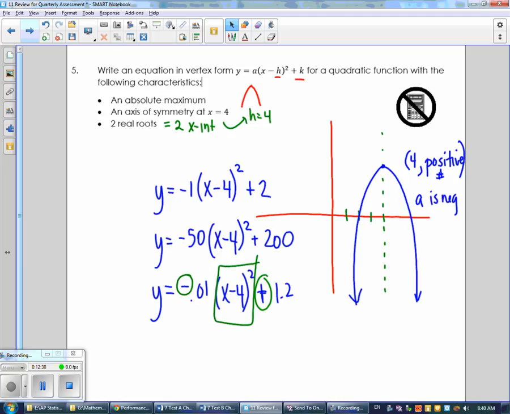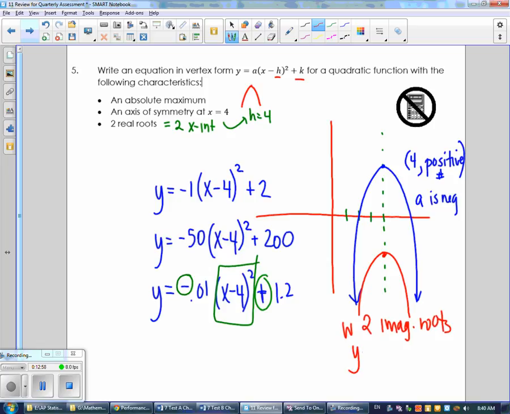Now, what if, instead of having 2 real roots, the roots were imaginary? Well, that would mean then that my parabola would have to open down below my x-axis. It would have to look something like that. So with 2 imaginary roots, my a value is still going to have to be negative. My parentheses are still going to have to show x minus 4, the quantity squared. But this time my k value would have to be negative, and it could be any negative number.